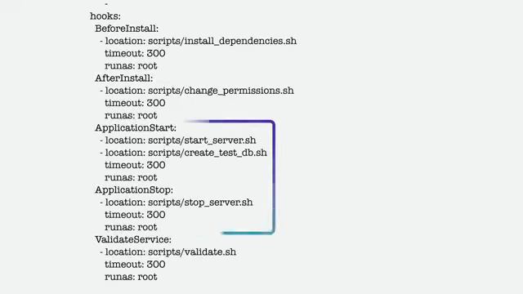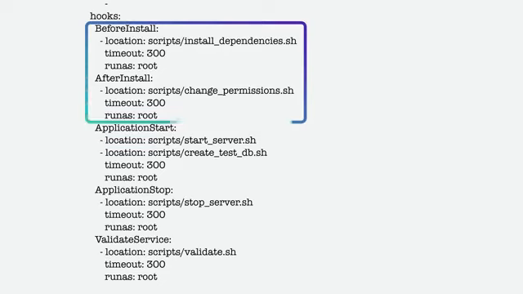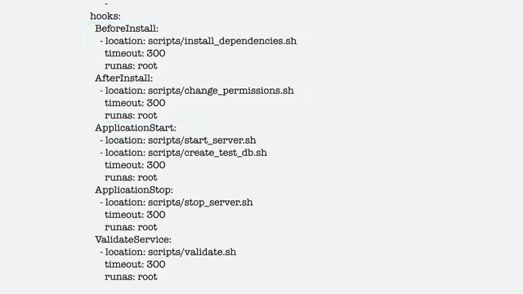The application stop and start is used for anything you need to do to stop and start the application being updated. The before and after install hooks are used for the scripts that you need to run before the installation happens and after the installation is complete. Lastly, you can use the validate service hook to run any scripts that you will use to test and make sure that everything has been installed and started correctly.